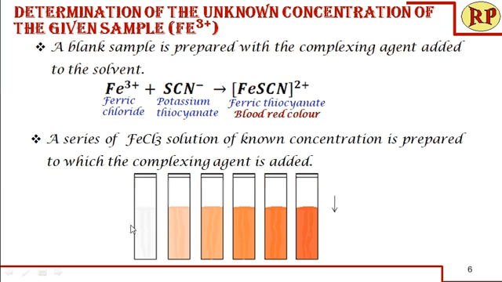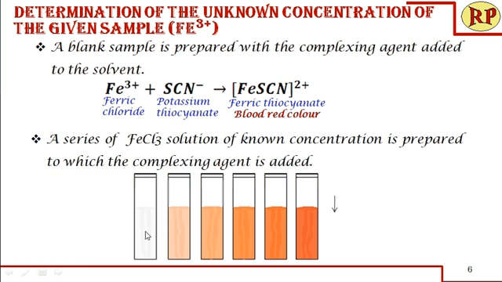Here, why are we adding the complexing agent into the blank sample? It is very essential, because not only for the blank sample, if you're adding any additives for any other analysis also, all the additives should be added to the blank sample except the ions to be analyzed.